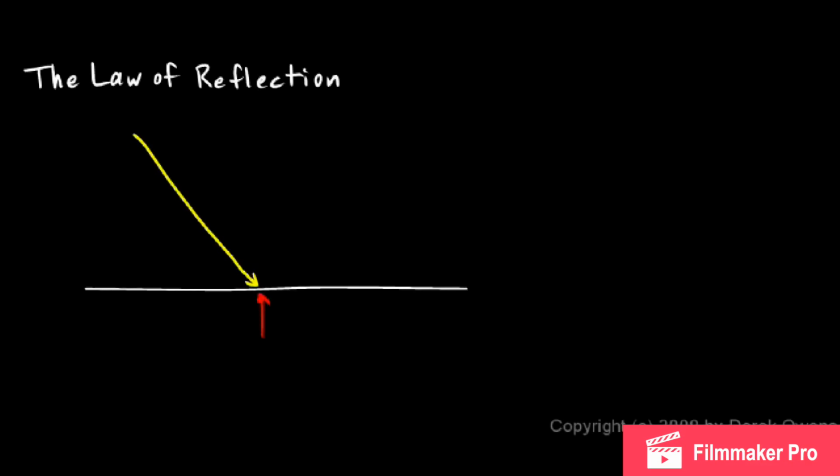So take the point at which the light ray strikes and draw a line perpendicular to the surface at that point. And remember, the word normal simply means perpendicular. So that's the surface normal at that point. The angle here that the ray of light makes with the normal, that is what we call the angle of incidence.